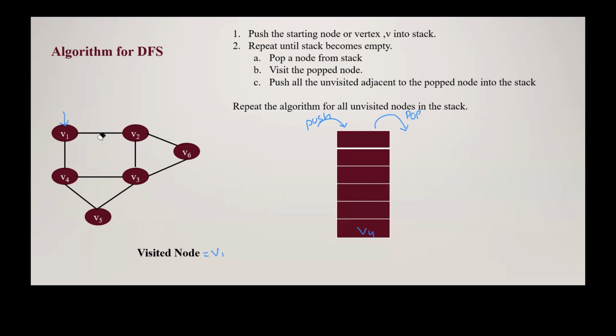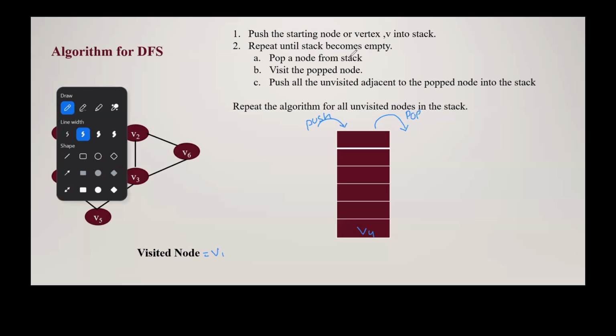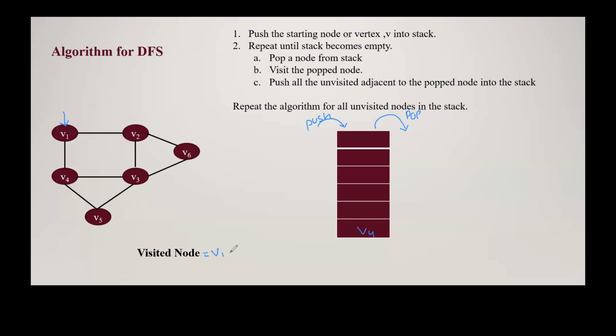What does it mention? Here it is mentioned: pop a node from the stack, visit the popped node. So now we make B2 visited. Push all the unvisited adjacent nodes to the stack. From B2, B1 is adjacent, B3 also, and B6. But B1 is already visited. So which adjacent nodes do we have to insert? The unvisited ones, right now B3 and B6. So we have to insert B3 and B6.